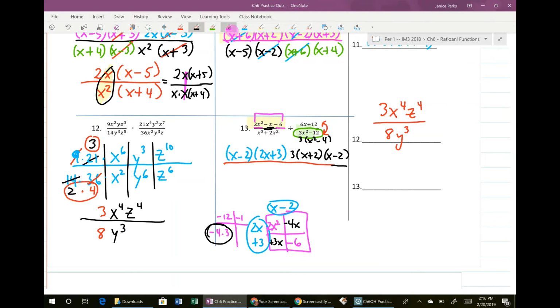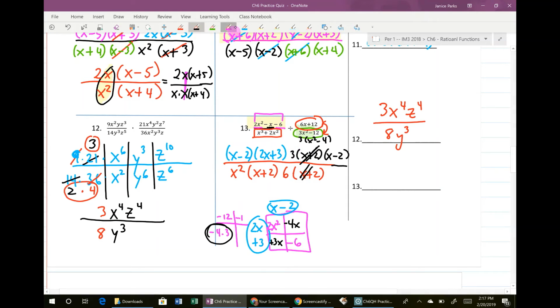Now for the rest of it, I need to factor this. This has a greatest common factor of x squared. And if I take out an x squared from both of them, I'm left with an x plus 2. And this 6x plus 12, they have a 6 in common, and then you're left with x plus 2. When I cancel the terms that are alike, I get to cancel the x plus 2 with the x plus 2.